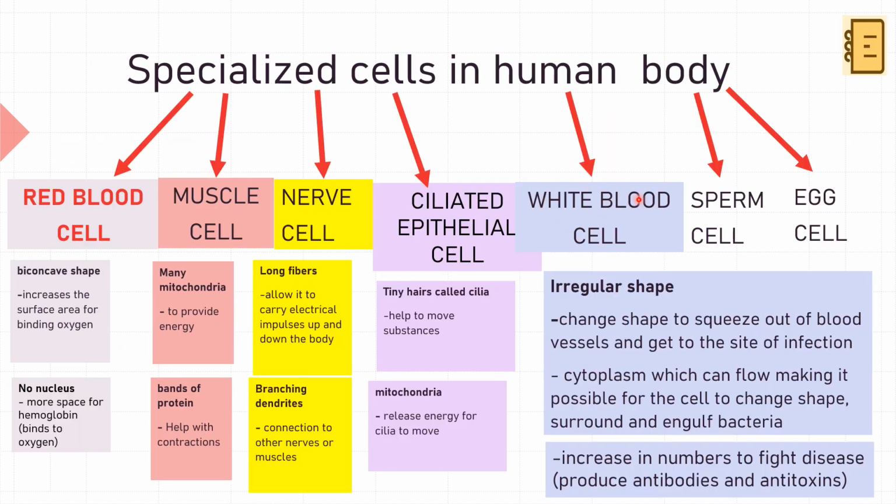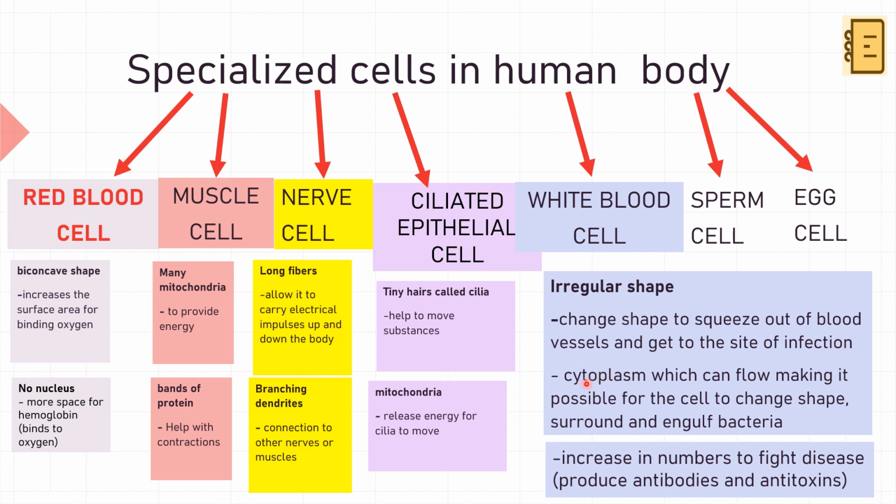So to summarize, how are white blood cells adapted to their role? They have an irregular shape, which basically helps them change shape to squeeze out of blood vessels and get to the site of the infection. Infection is basically a place where there are a lot of these bad, let's say, harmful organisms inside of the body.